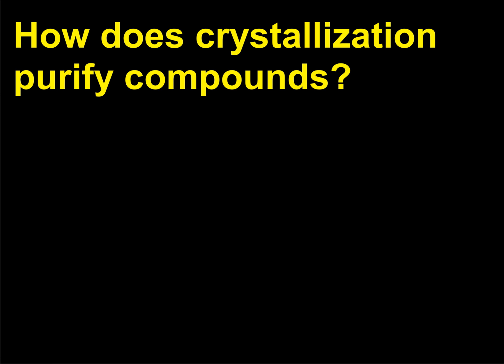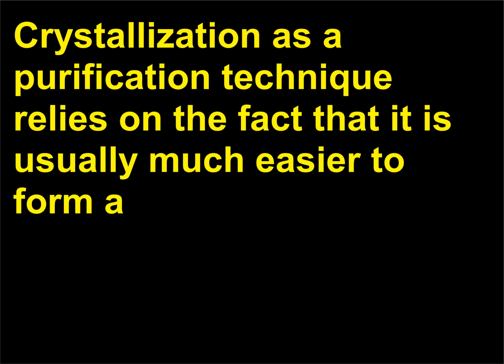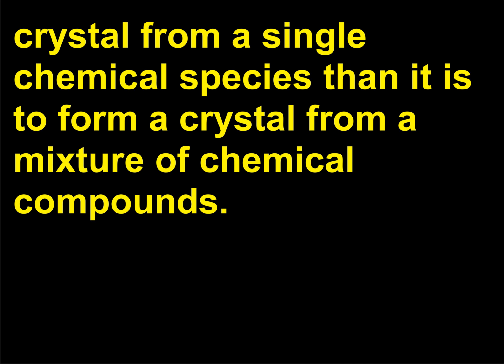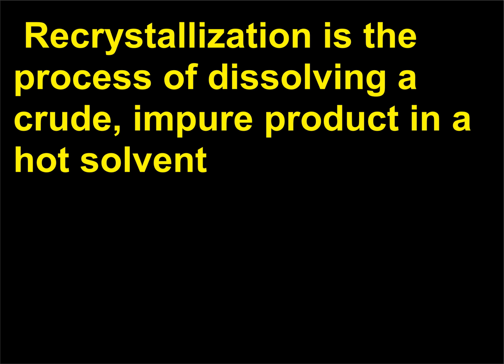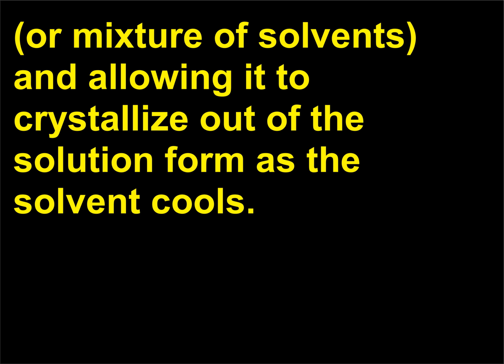How does crystallization purify compounds? Crystallization as a purification technique relies on the fact that it is usually much easier to form a crystal from a single chemical species than it is to form a crystal from a mixture of chemical compounds. Recrystallization is the process of dissolving a crude, impure product in a hot solvent or mixture of solvents, and allowing it to crystallize out of the solution as the solvent cools.